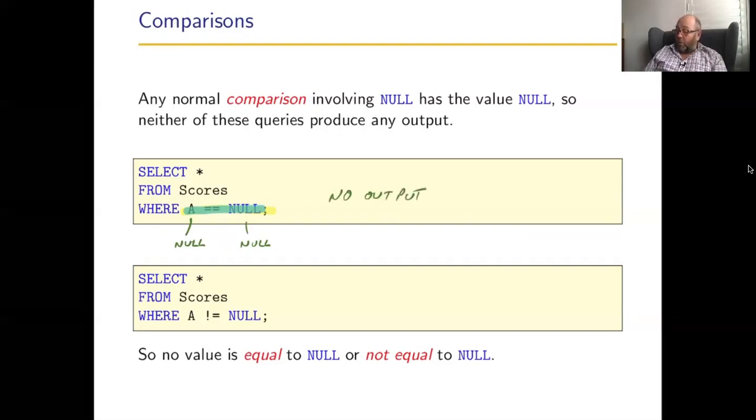Unfortunately, this query also produces no output. Select star from scores where A is not equal to null. Well, the trouble is that even if A has some value, like 4, we can't guarantee that it's not equal to the unknown value, because after all, the unknown value could be 4. So this expression fails or returns false whether or not A has a value, or whether or not A is actually itself equal to null.